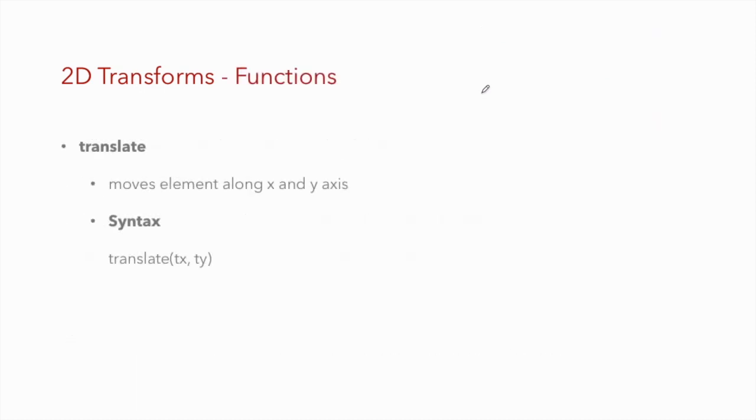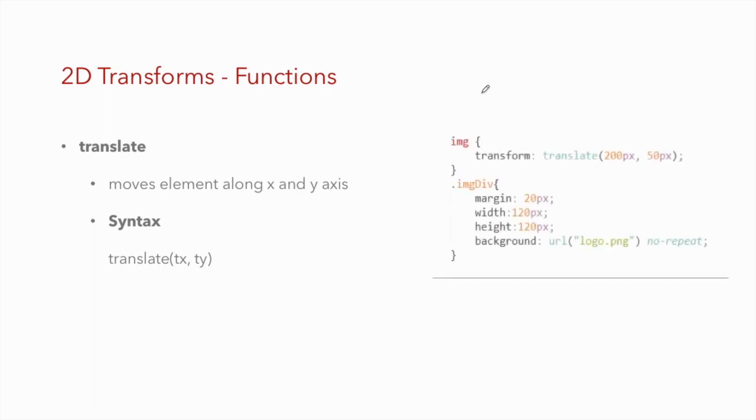So there are a few functions related to 2D transformations. The first one is translate. What translate does is it moves the element along the x and y axis. Inside the brackets you specify values x and y, and this is the function. What we write is the property transform, and then we specify this function.